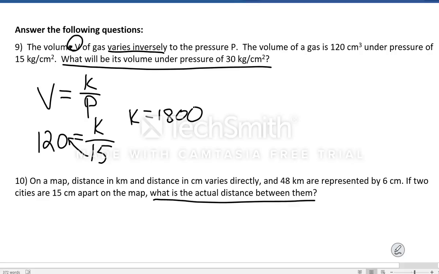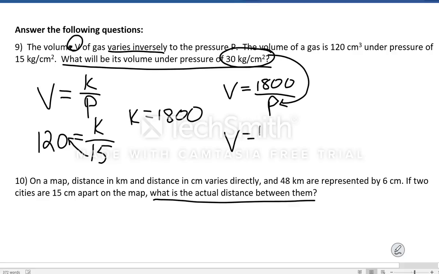That's very high, but this problem, that's exactly what it says, right? So what will be its volume under pressure of 30? So I'm going to use my original equation, but plugging in 1800 for K. I'm going to be filling in what they give me. So they give me the pressure. I want to find the volume. So V is equal to 1800 divided by 30, because that is the pressure. So I want to divide those, and if I do that correctly, I get 60.